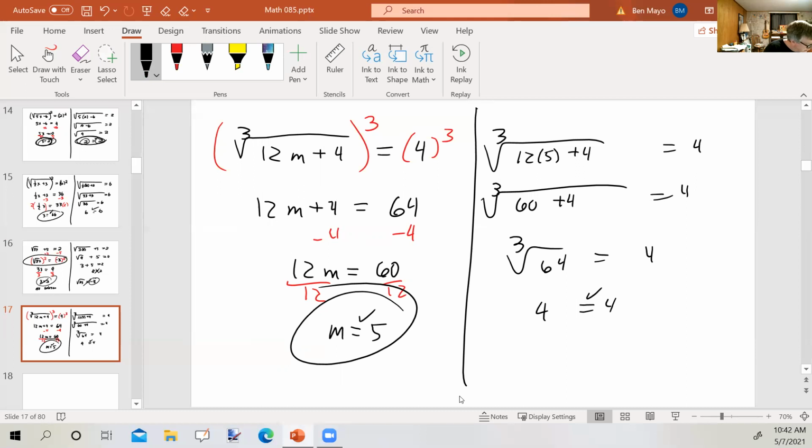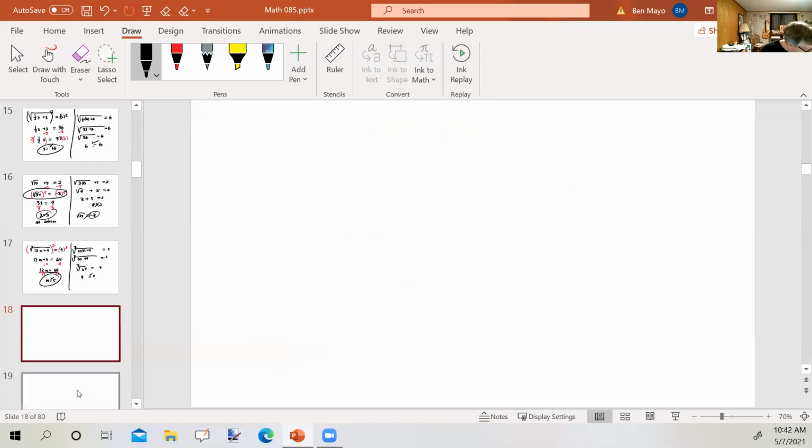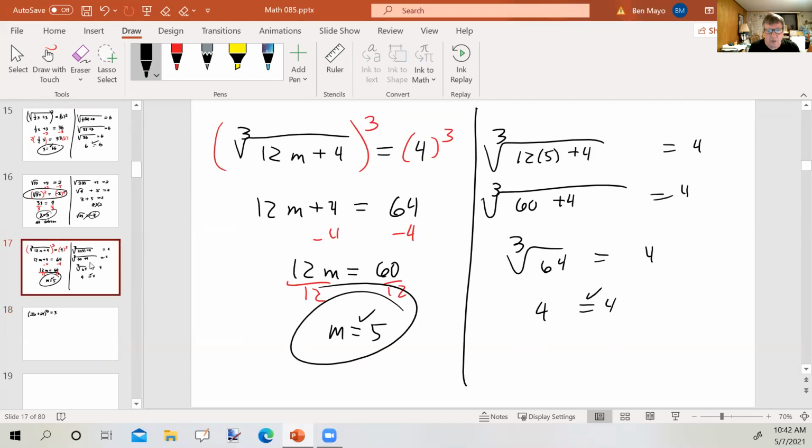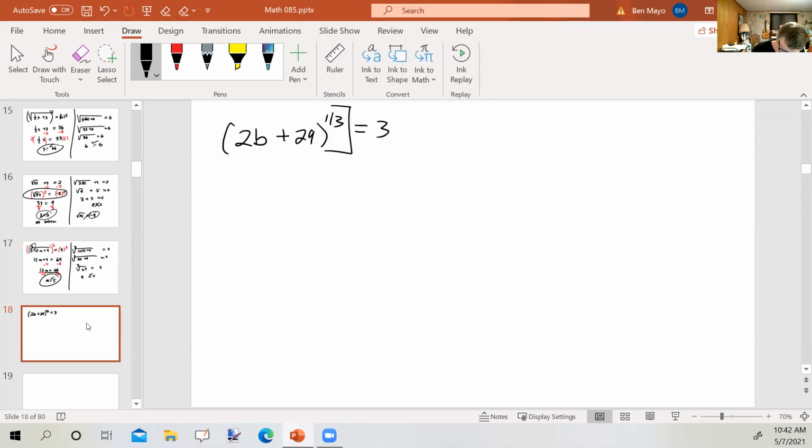Let's see here. How about this one? We have the quantity 2b plus 29 to the 1/3 power equals 3. Recall that the 1/3 power is the same as the cube root. So really, this is just a variation of this kind of problem. But again, we're going to cube both sides.